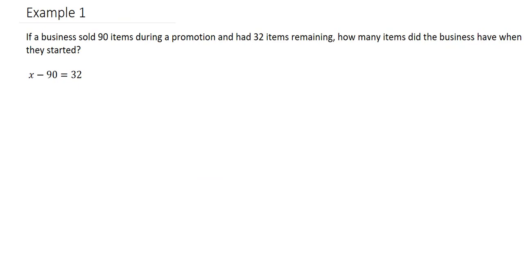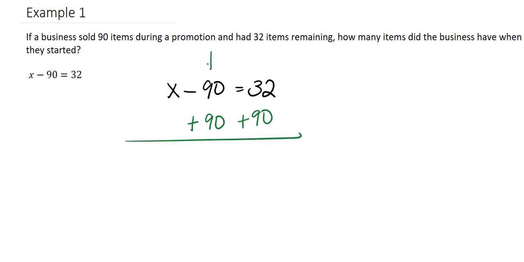Example 1: if a business sold 90 items during a promotion and had 32 items remaining, how many items did the business have when they started? So let's go x minus 90 equals 32. What we're going to do is take this minus 90 and add 90 on both sides because we do the opposite here. And whatever we do to one side, we have to do to the other.